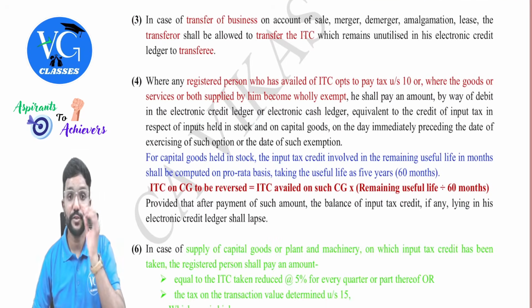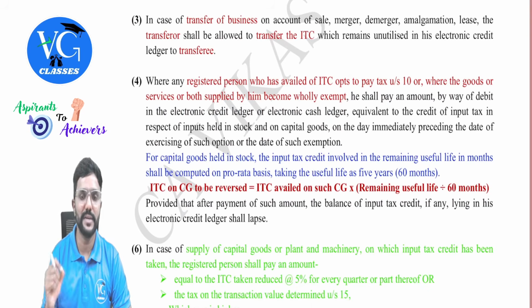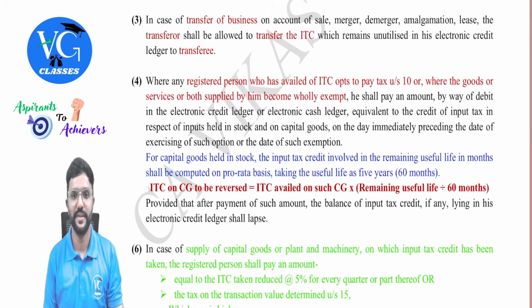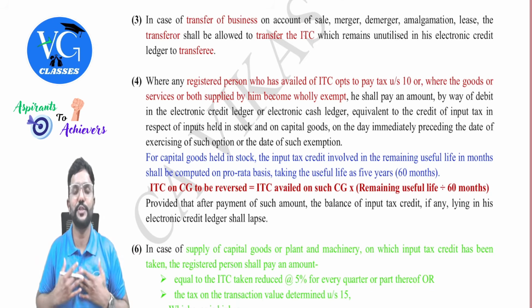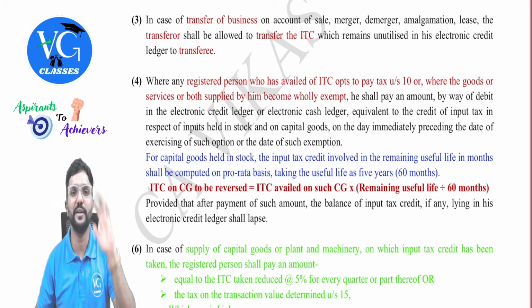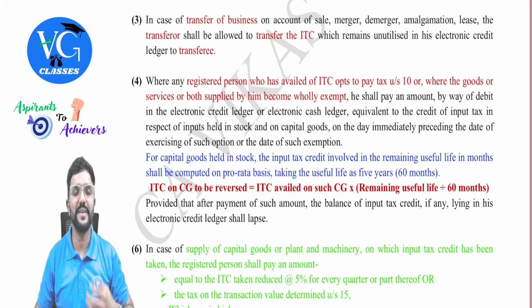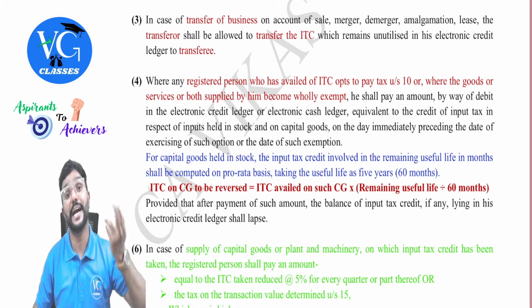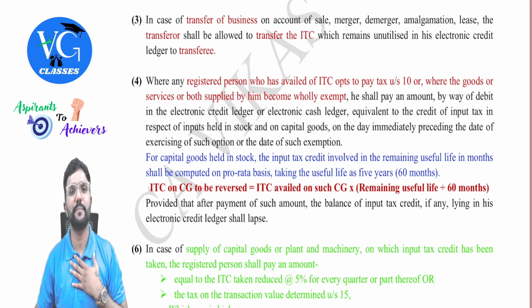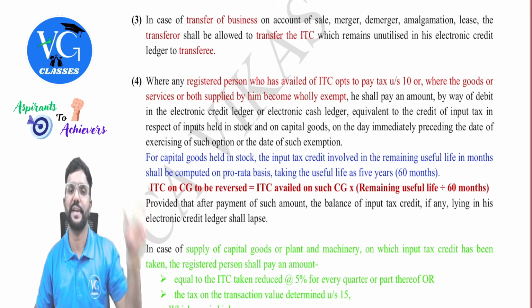Subsection 3. In case of transfer of a business on account of sale, merger, demerger, amalgamation, lease, the transferor shall be allowed to transfer the ITC, that is unutilized ITC, which remains unutilized in his electronic credit ledger to the transferee. Guys, assume I am selling my business to you as a going concern. Now all the assets and liabilities of my business will belong to you. From tomorrow, you are the one who is carrying on the show. So now whatever credit is lying in my electronic credit ledger, which I have not utilized, can I transfer it to you? Yes. I will transfer it from my electronic credit ledger to your electronic credit ledger.